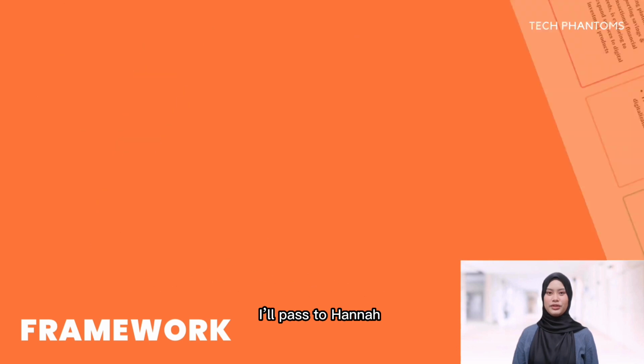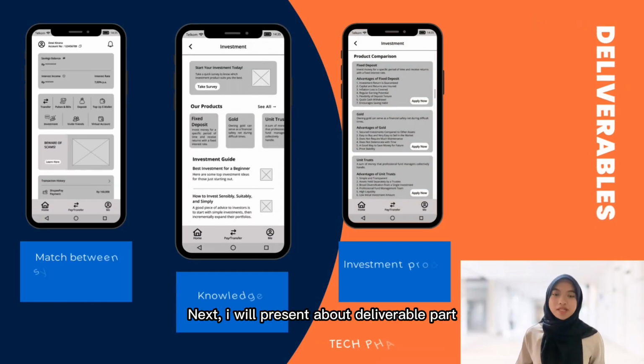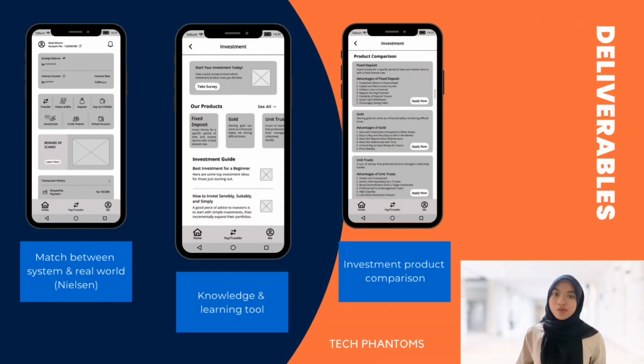Next, I will present about the deliverable part. First, we have the main page. In the menu investment, we provide 3 products, which are unit trust, fixed deposit, and gold. We have made a product comparison to help users understand more about the benefit of each investment.